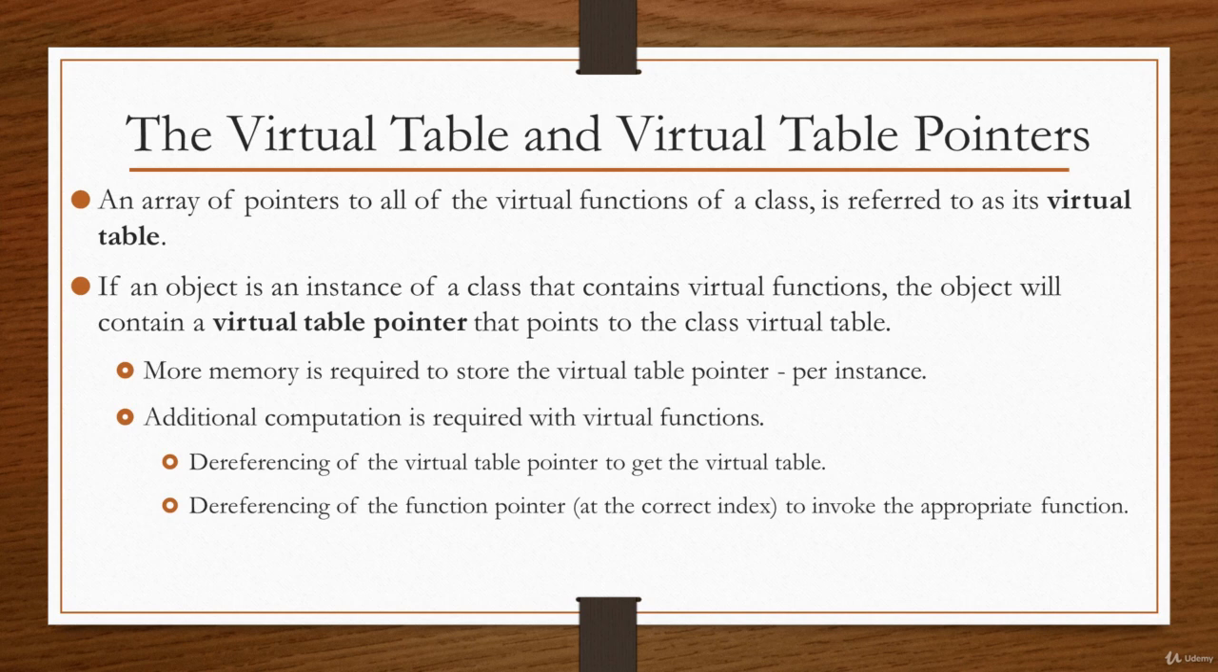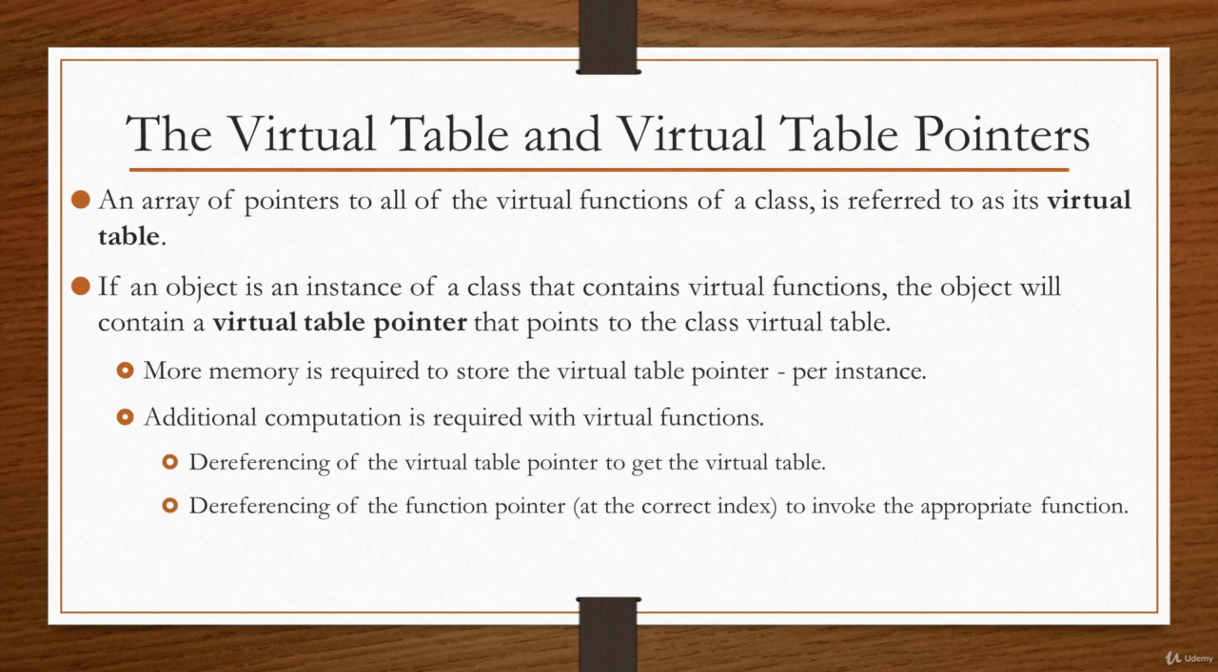Okay, an array of pointers to all of the virtual functions of a class is referred to as its virtual table. Now, if an object is an instance of a class that contains virtual functions, the object will contain a virtual table pointer that will point to the class virtual table. So just to reiterate, the virtual table is associated with a specific class, whereas the virtual table pointer will be associated with or contained within an instance or an object of a class.